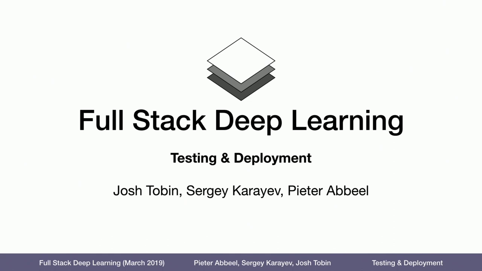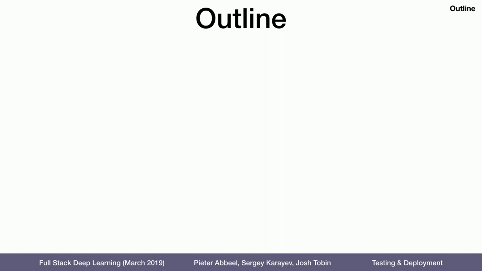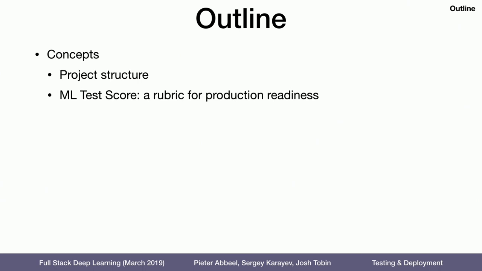So testing and deployment is the last part of the infrastructure landscape that we're going to cover. The outline of the lecture is going to talk about the concepts, how to think about what should be tested, what should be monitored, stuff like that. Cover a paper from Google called ML Test Score, a rubric for production readiness.